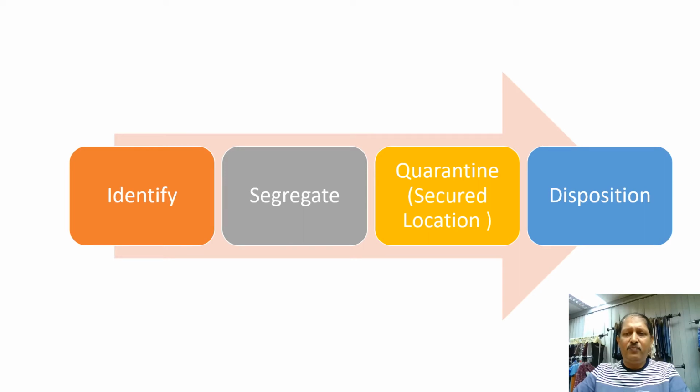For any kind of non-conformity, a simple four-step procedure is followed: identify that product which is not conforming to the requirement, segregate it from the normal products so that it does not get passed to the next process or to the ultimate customer, quarantine it, and then dispose of it. A simple step, nothing like rocket science. Identify, segregate, quarantine to a secured location, and then dispose.